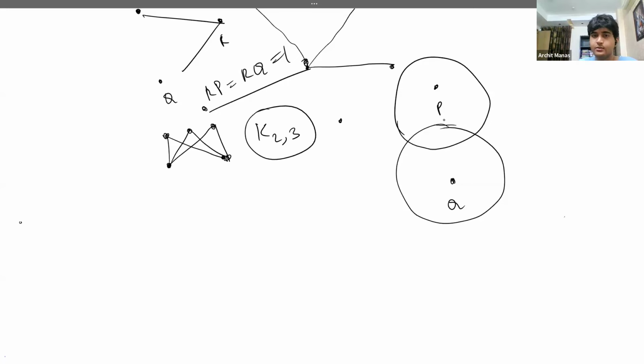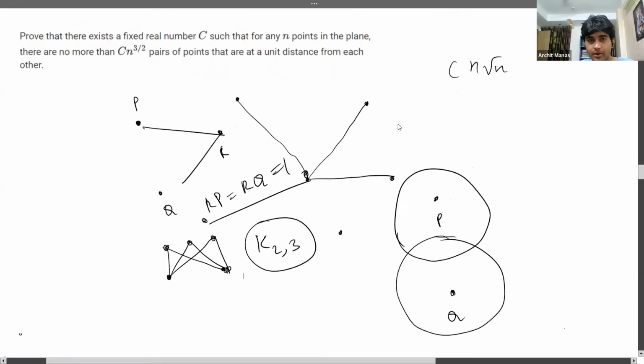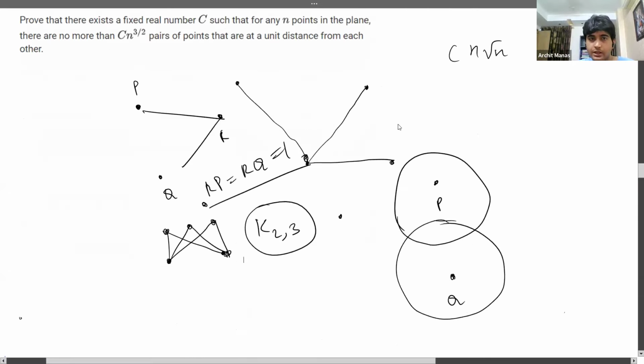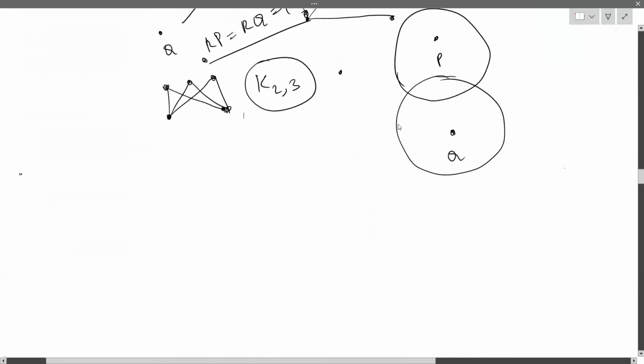K2,3. And so our aim will be to adapt the previous proof and make it work here as well. So we're just converting the geometry-like stuff into a graph.